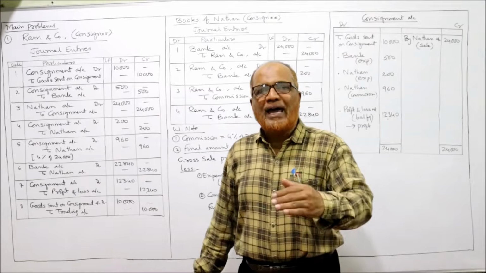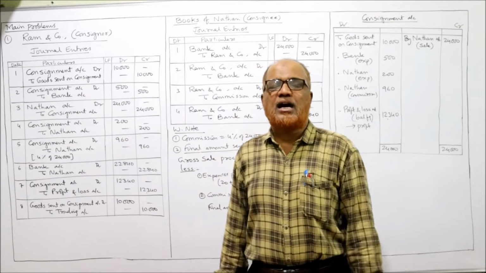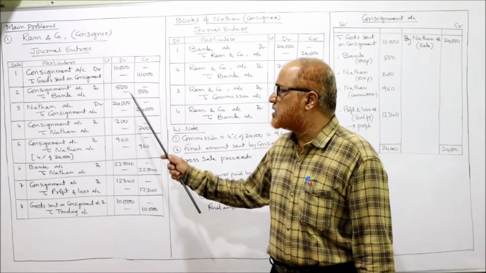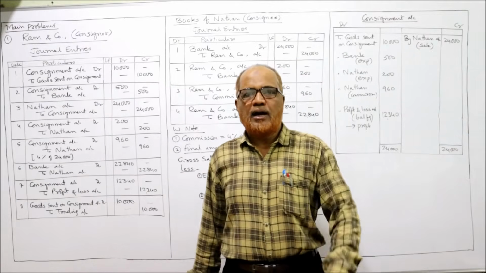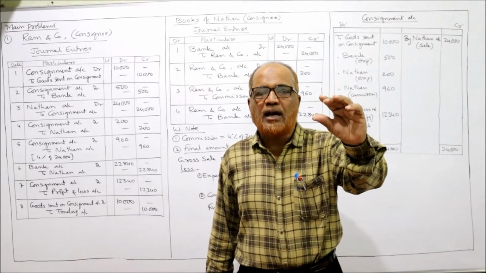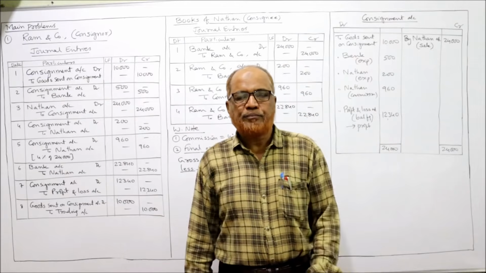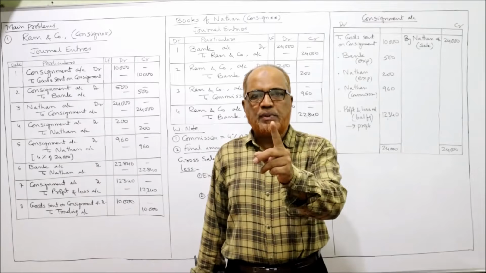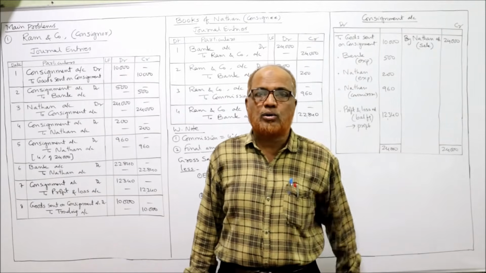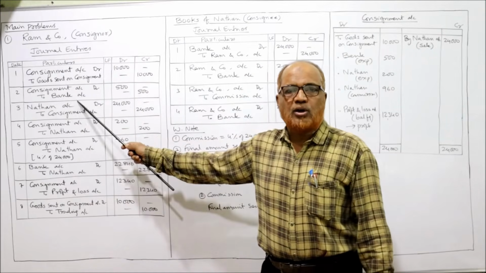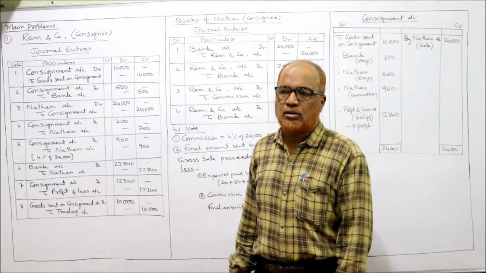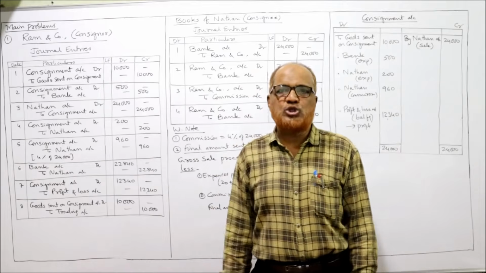Over. Now expenses are paid by the consignor. Ram and Company has paid expenses. How much expenses? 500 rupees they have spent. Entry will be consignment account debit to bank. Because he is paying, the bank account is credited and all expenses should be debited to consignment account. So consignment account debit to bank 500, being the expenses paid. That's all. Now the third entry will be sale proceeds.